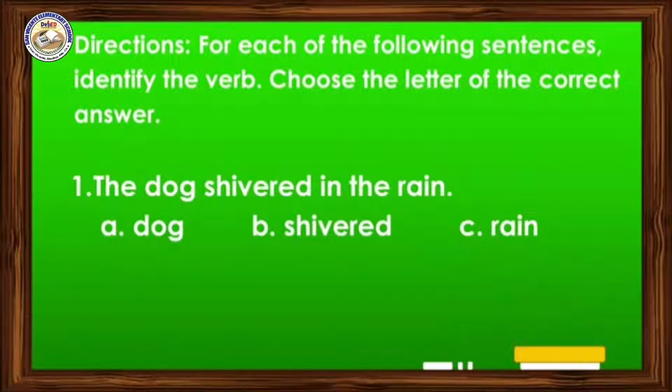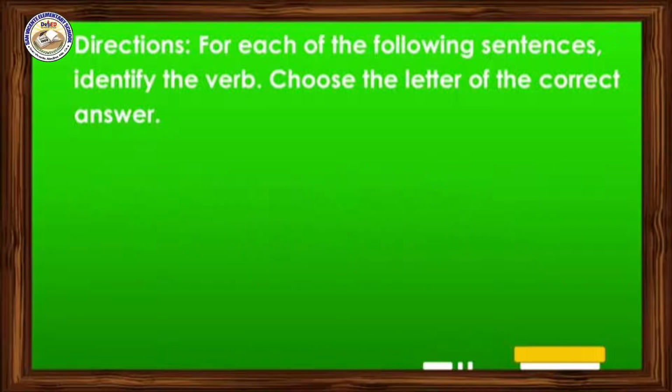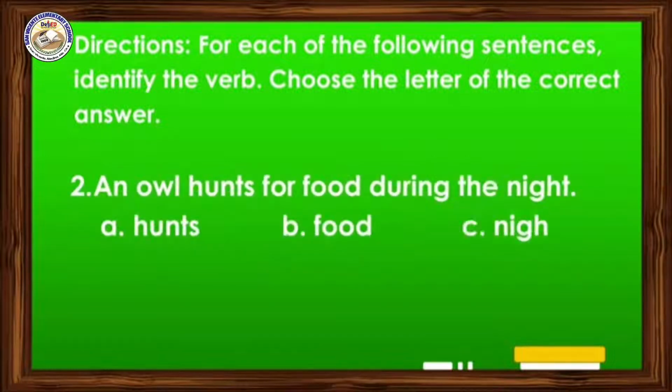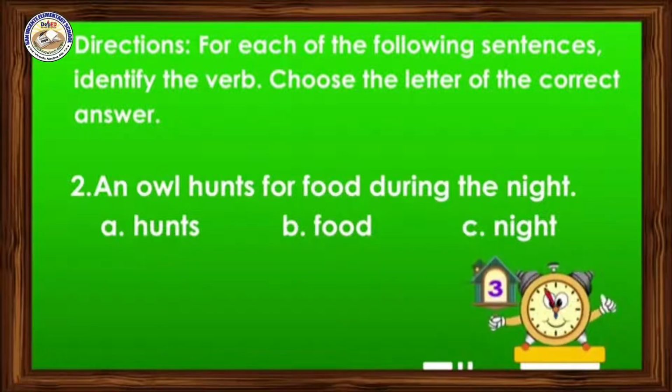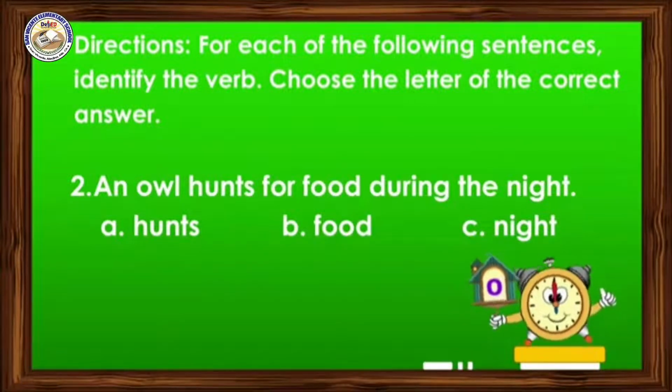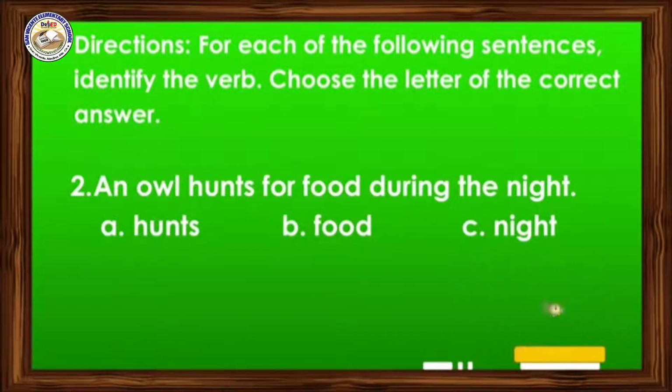The correct answer is letter B, shivered. Very good. Number 2, an owl hunts for food during the night. Letter A, hunts. B, food. Or letter C, night. The verb in this sentence is letter A, hunts. Very good.